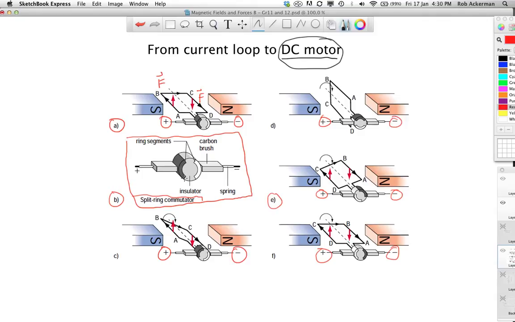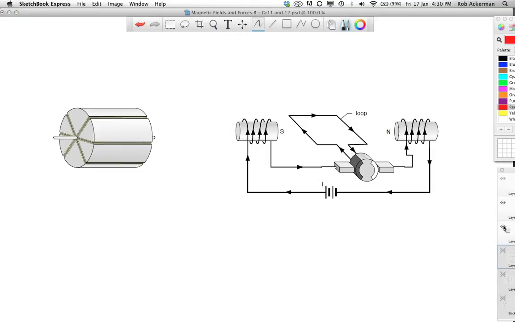And in doing so, we reverse the current flow through the wire in order to keep the loop spinning the same way. This is the basis of a direct current, a DC motor, where we don't need to reverse the current at the power source. We can just get it to change by reversing what terminals the wire loop is touching at different points in the cycle. And so we're going to finish up here with a few improvements on this DC motor.